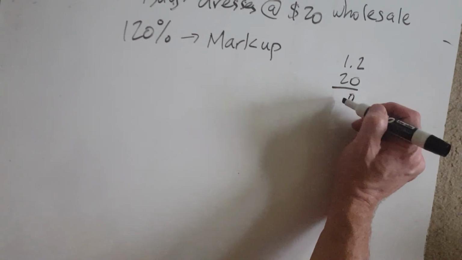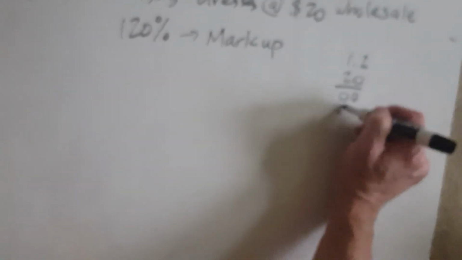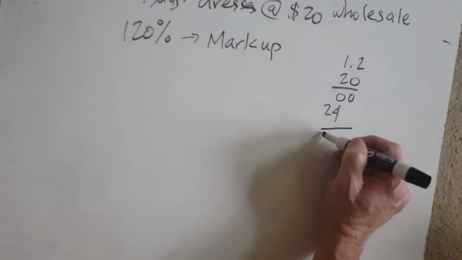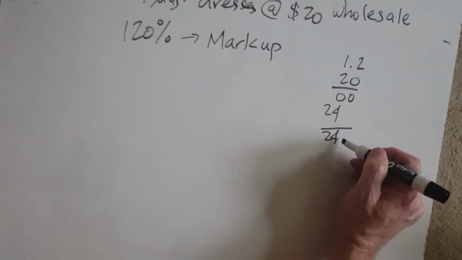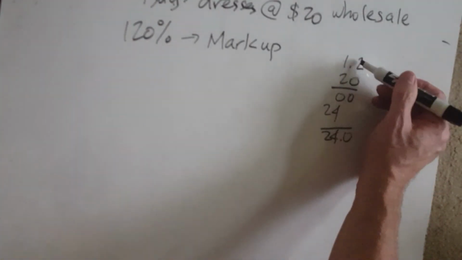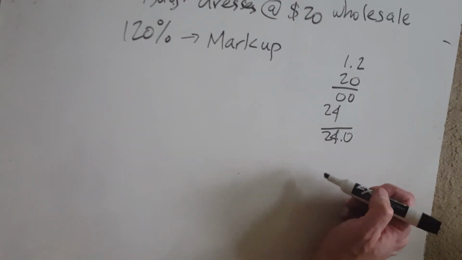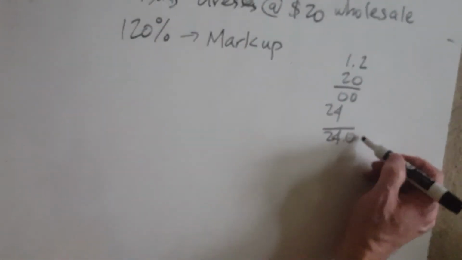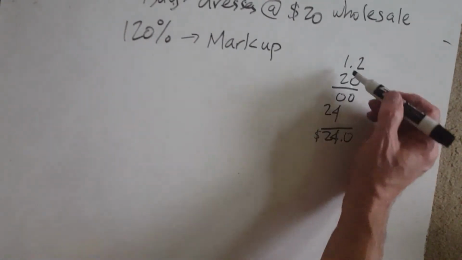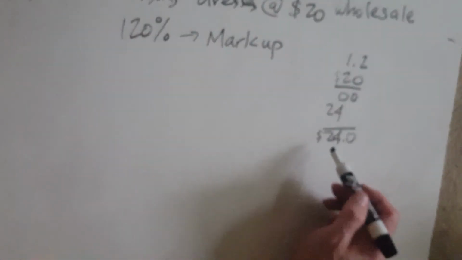That's going to be 0, 0. 2 times 2 is 4. 1 times 2 is 2. Because we got one digit to the right of the decimal here and one here, the markup is $24. Okay, the markup. That's not how much he sells it for. That's his markup. In other words, this is how much he tacks on to the wholesale price.